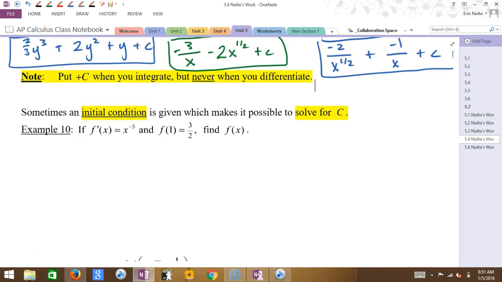Okay, the next part of this is if they give you an initial condition, we can actually figure out what the c value is. Okay, so for this problem, question 10, they give us this original information, which we can use at the end to find our c value. Okay, so I'm going to start by integrating because they give us the derivative. So what is the antiderivative of x to the negative 3?